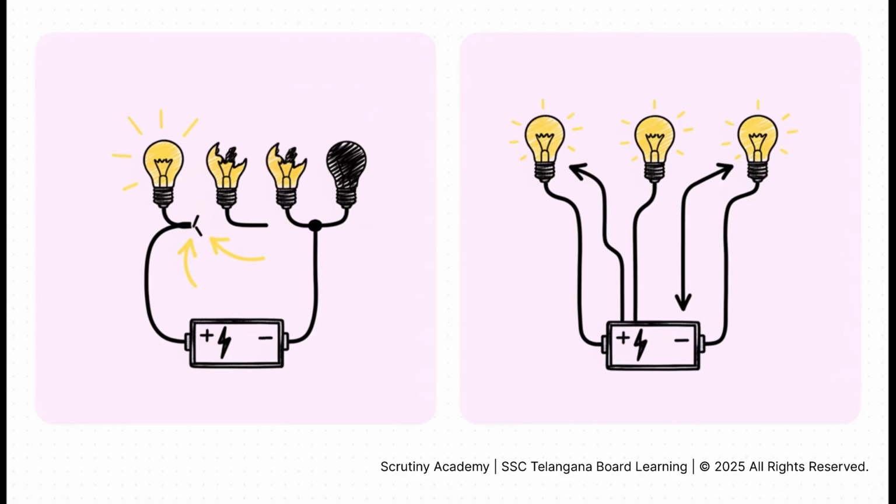Now, on the right, we have a parallel circuit. Here, the current splits up, giving each light bulb its own private branch. And the best part? If one bulb burns out, who cares? The other branches are totally unaffected, and they stay lit.